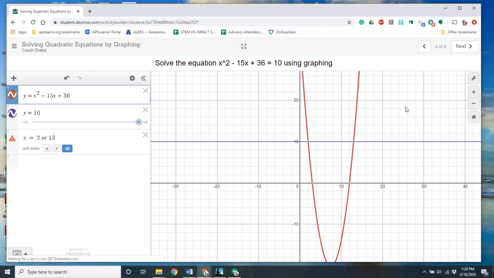I'll let you do the last 4 screens by yourself. Same thing. Graph the left side, graph the right side, and then write down where they cross, just the x values. The x values are 2 and 13. So those are my solutions.